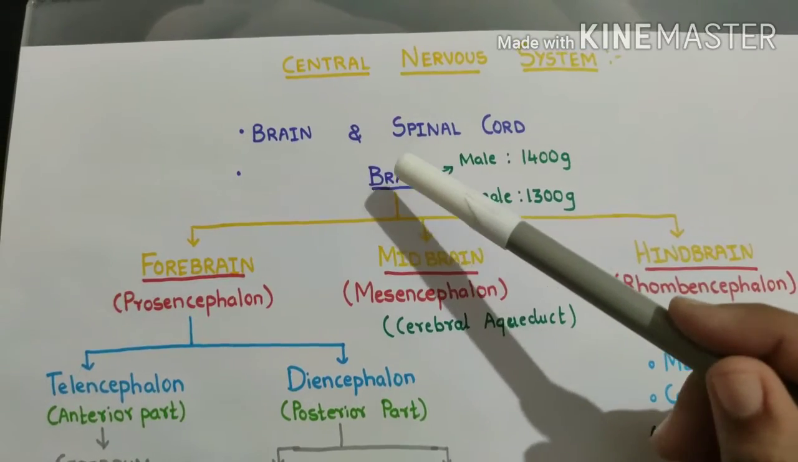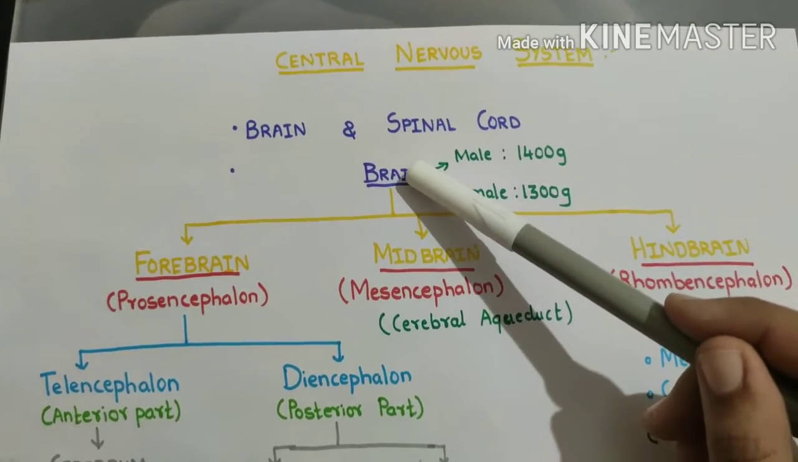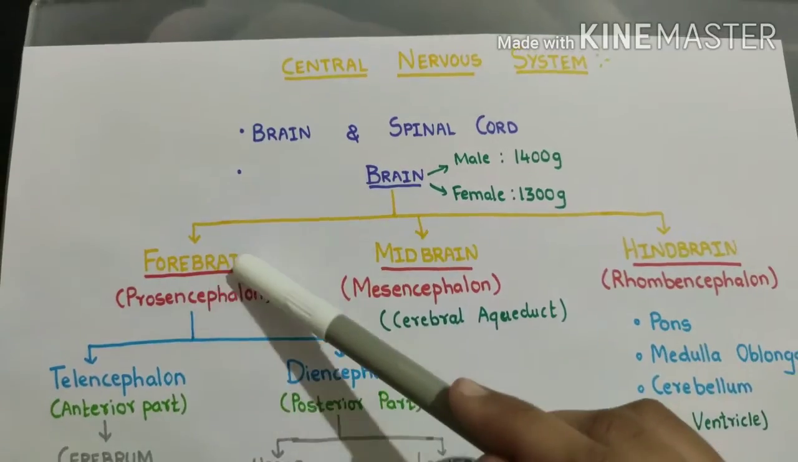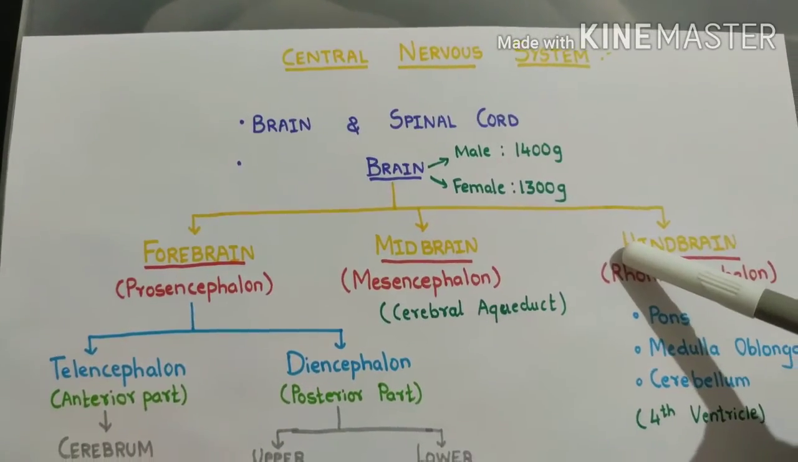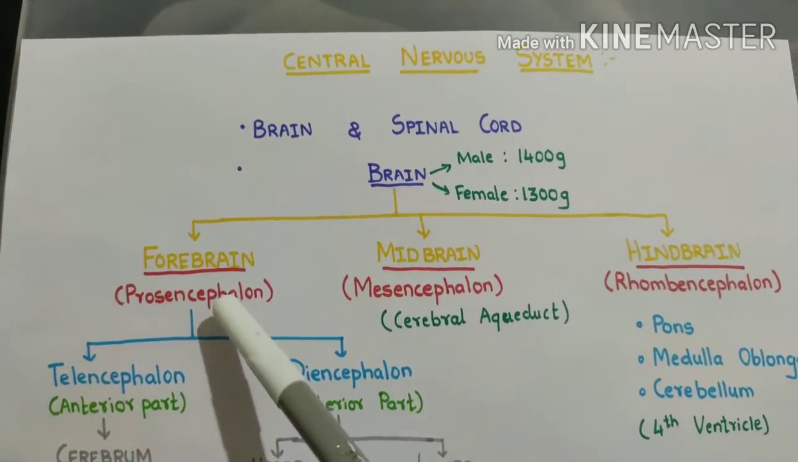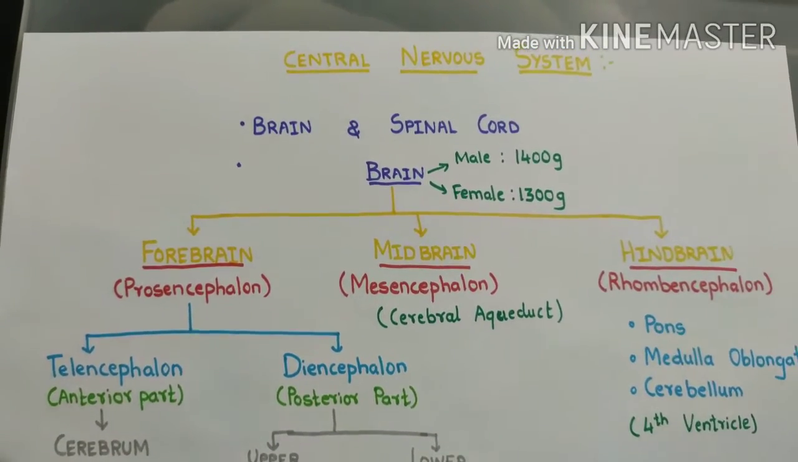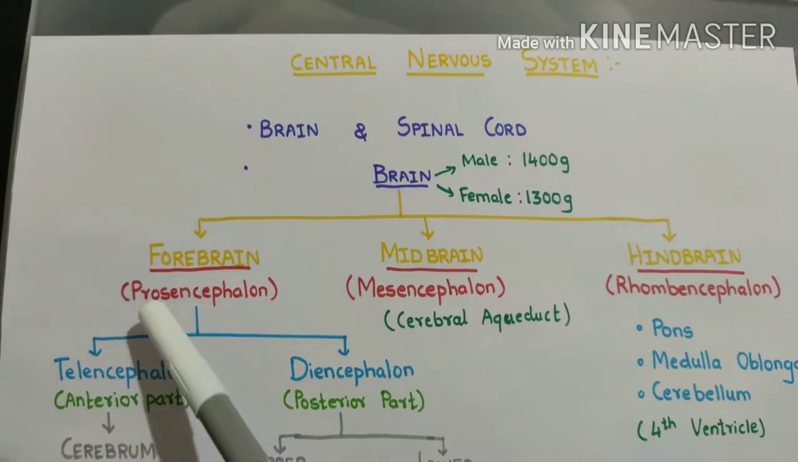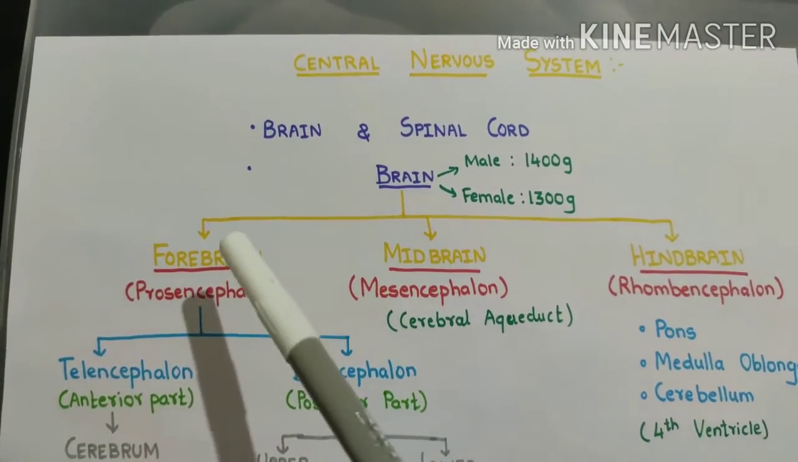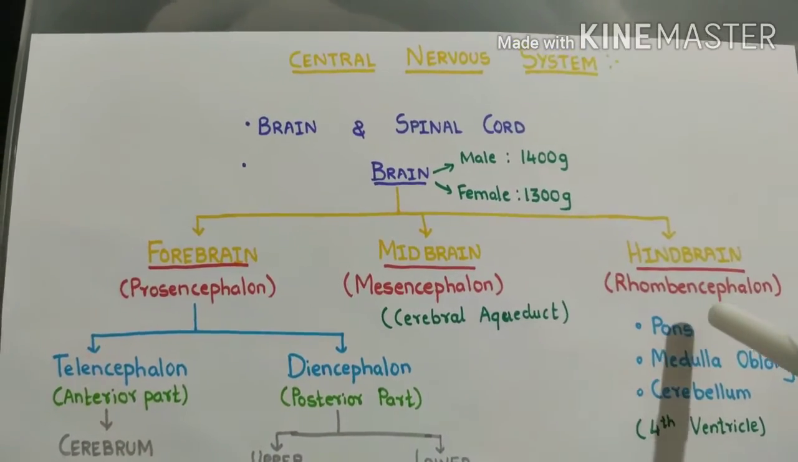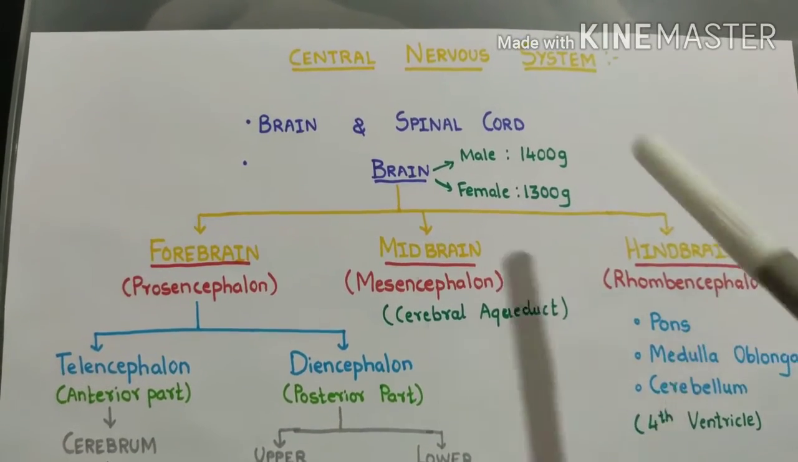Let's learn something about brain. Brain is divided anatomically into forebrain, midbrain and hindbrain. They are also known as prosencephalon, mesencephalon and rhombencephalon respectively. We can learn a mnemonic PMR for prosencephalon, mesencephalon and rhombencephalon.